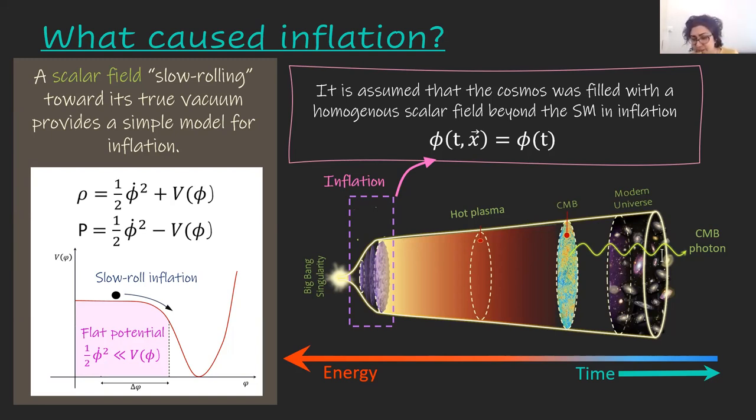So that's the idea. But in order to cook such a scenario in which inflation ends, you need to think about the right form of potential. In this cartoon, I showed a scenario in which we have slow roll inflation, and at some point inflation would end.